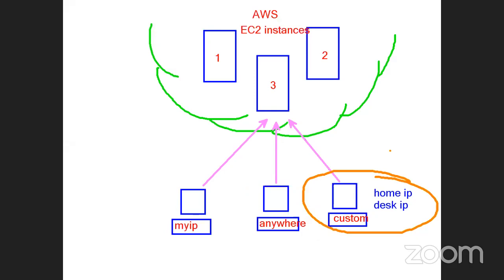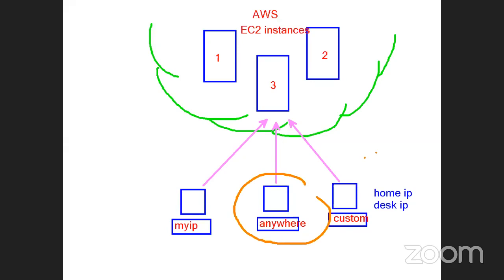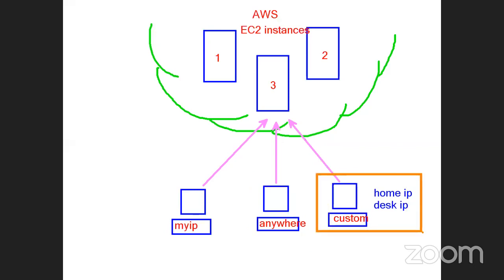But come to DevOps practice. Only for practice purpose I'm saying, go for anywhere. The reason is, if you choose anywhere, you can practice DevOps from different locations. From home, you can access. From your office, you can access. And from some different location, you can access. I said only for practice, just go for anywhere. But I said the best practice in real time is custom. Only for practice purpose, choose anywhere.